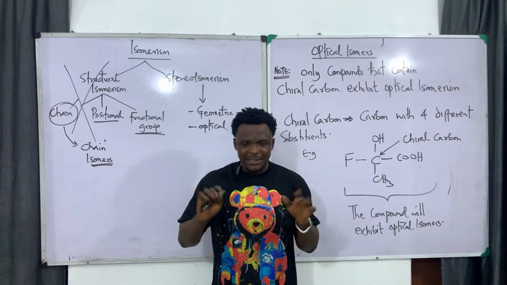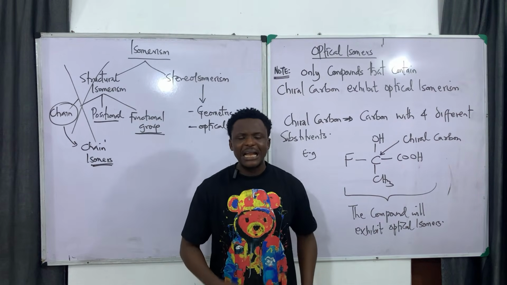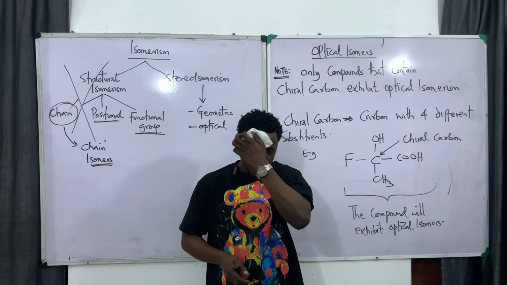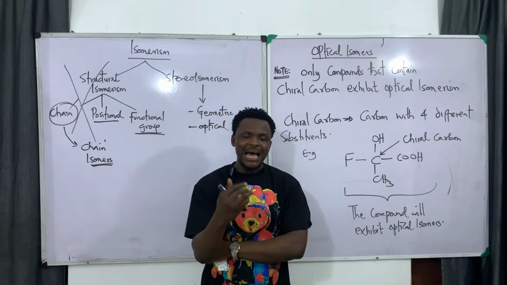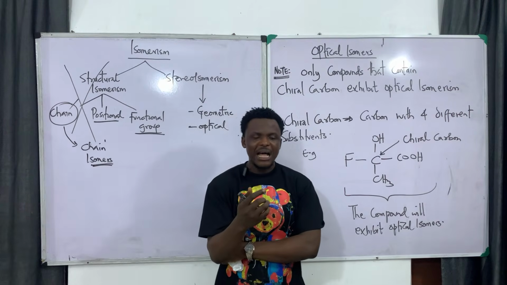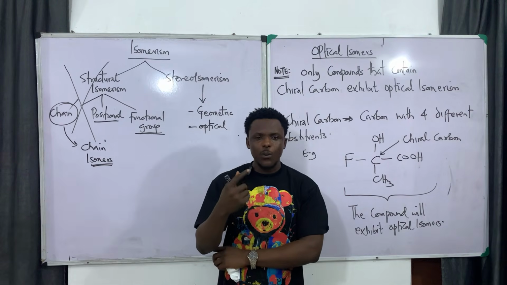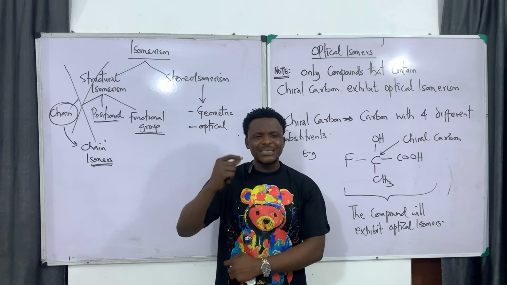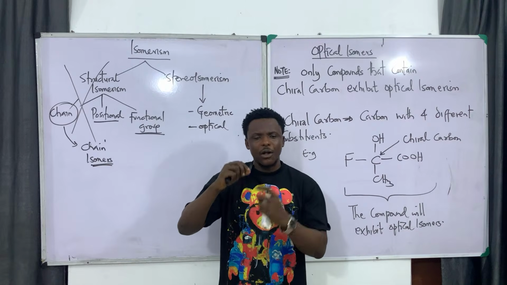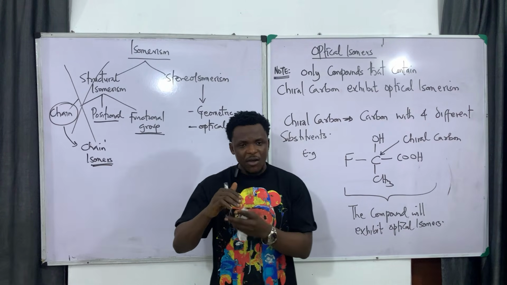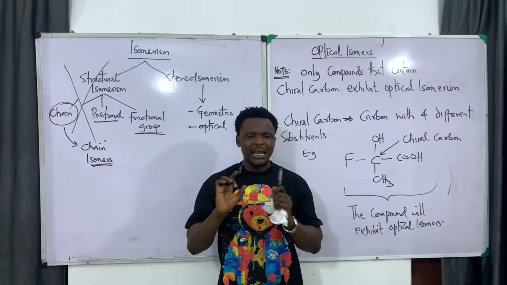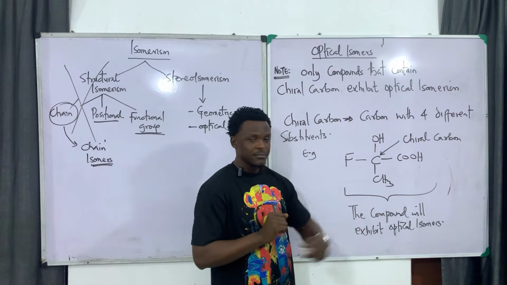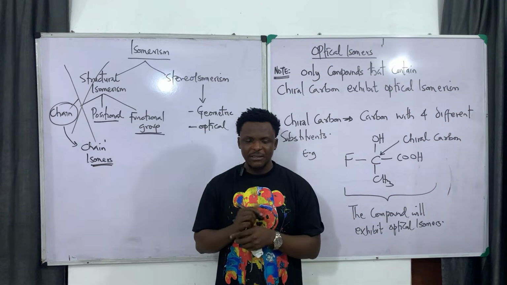Optics means light. So optical isomers are compounds that are light sensitive. Now, not every compound will actually be called optical isomers. What is the number one criteria that a compound must possess for you to say that this is an optical isomer? There's a question in Jamb. I extracted the question offhand.